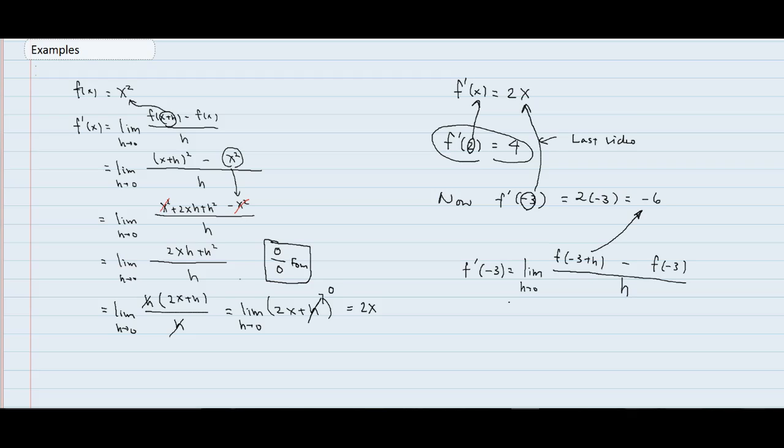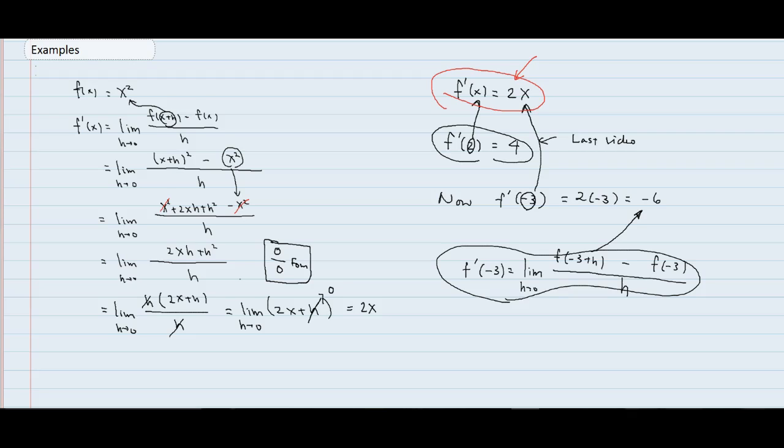So I could do this computation using the definition of the derivative at some value of x, or I can just do that computation and find the expression f prime of x, as we just did, and use that expression and evaluate this function at different values of x. So this is a really nice thing about the derivative as a function.